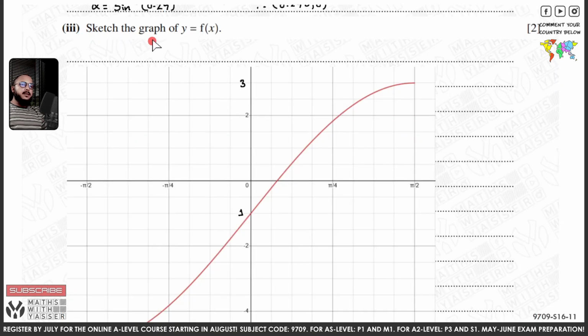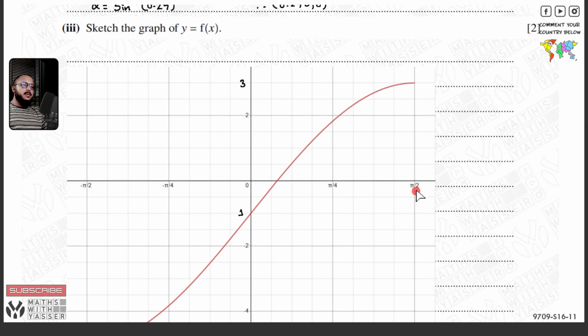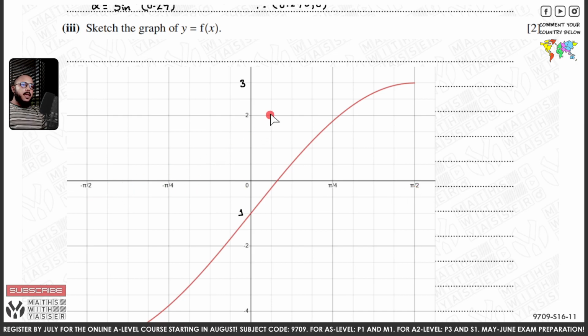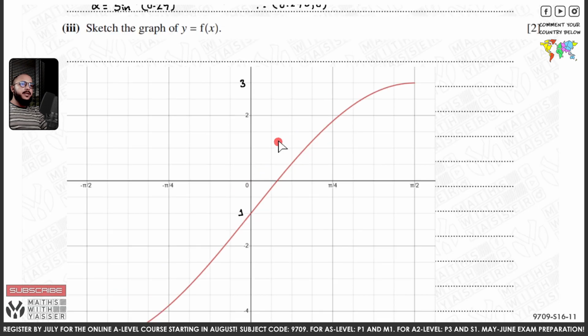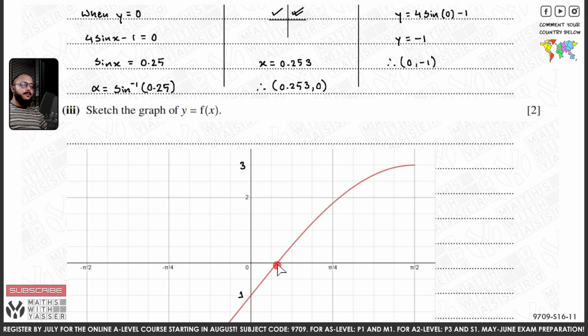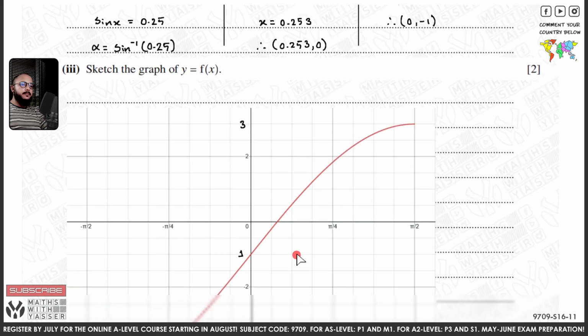In the third part, they are asking us to sketch the graph y = f(x). As you can see, I have taken the limits π/2 and -π/2. The maximum is at 3 and the minimum is at -5. And the intersection happens at 1. Okay, this needs to be corrected. So this will be -1 since it's below 0. You also need to indicate the x coordinate, which was 0.253. So it's better that you definitely mention that this is 0.253 and this will be -1, not positive 1.